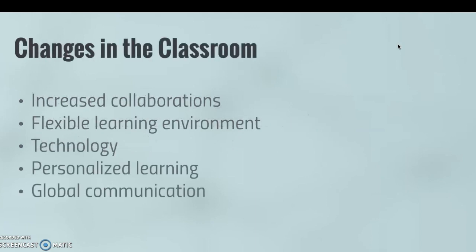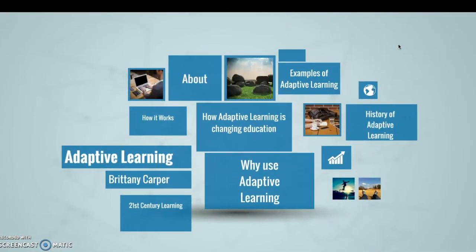Teachers began to see this change with the addition of technology in the classroom, increased collaboration, flexible seating, and global learning. Instructional practices were put in place to differentiate learning to help students focus on mastery and not just content. We will now look at some examples of adaptive learning.